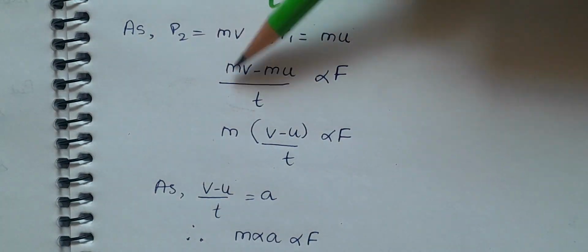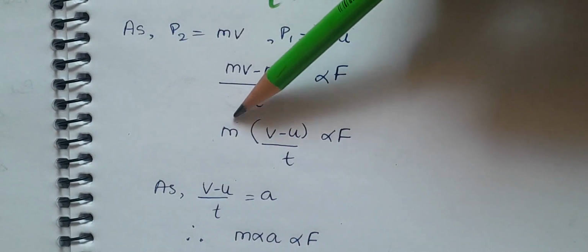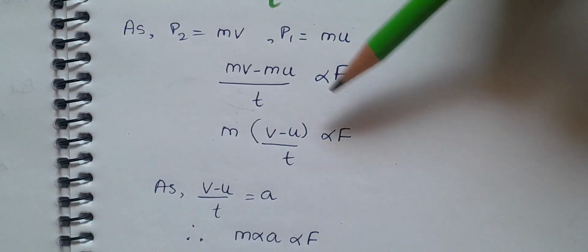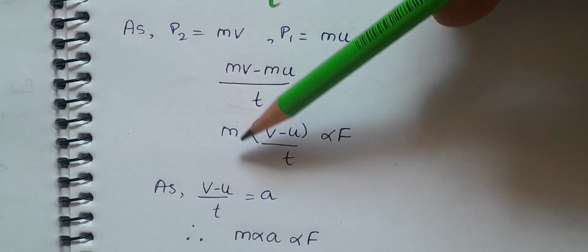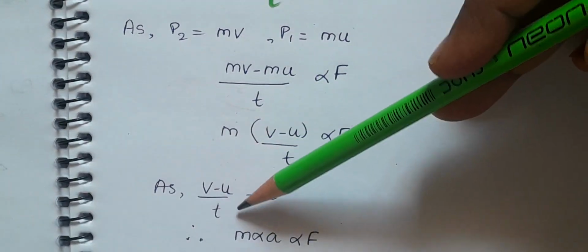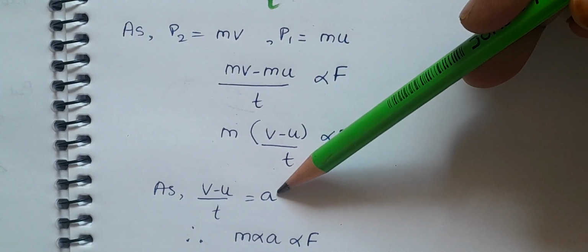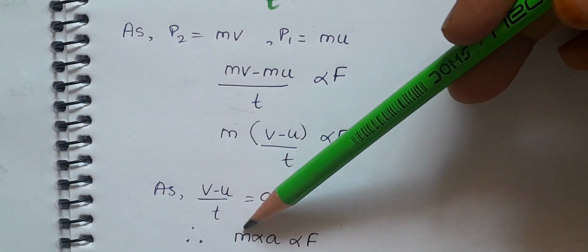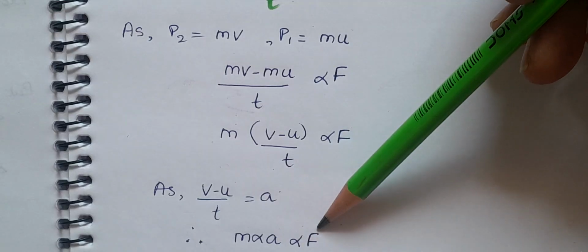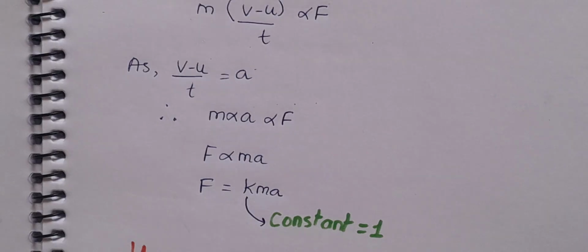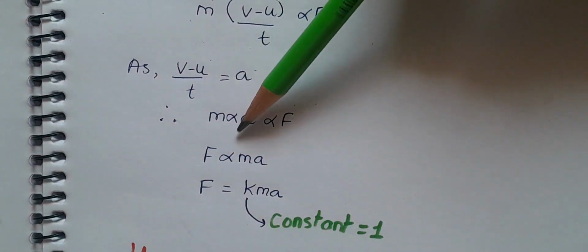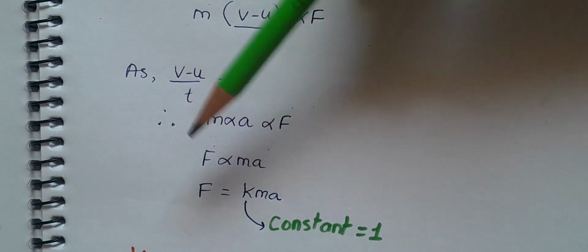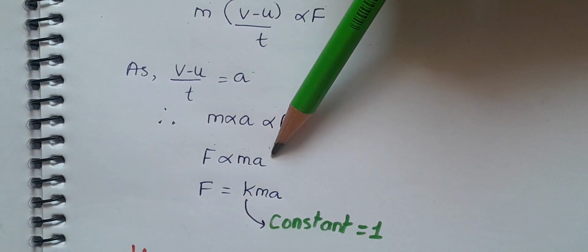If we take m as common, it will be m times (v minus u) upon t is proportional to F. And from the first equation of motion, if you remember, (v minus u) upon t is nothing but a, which is acceleration. So we can substitute this value here, and it will be m times a is directly proportional to F. Hence, we can write F is proportional to ma, which means the applied force is directly proportional to the product of mass and acceleration.